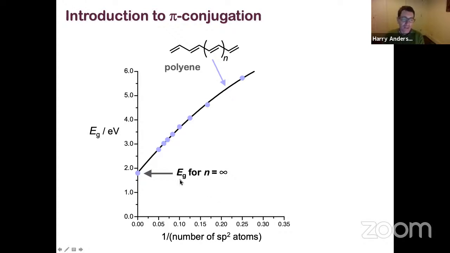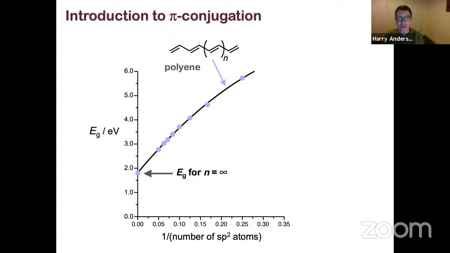In other words, to plot the energy gap against the reciprocal of the number of carbon atoms, because then you can extrapolate this line. You get a fairly straight line from which you can extrapolate the energy gap for the infinite polymer. And you can see it doesn't extrapolate to zero gap. You have quite a significant gap for the infinite polyacetylene, and that's because of this bond length alternation.